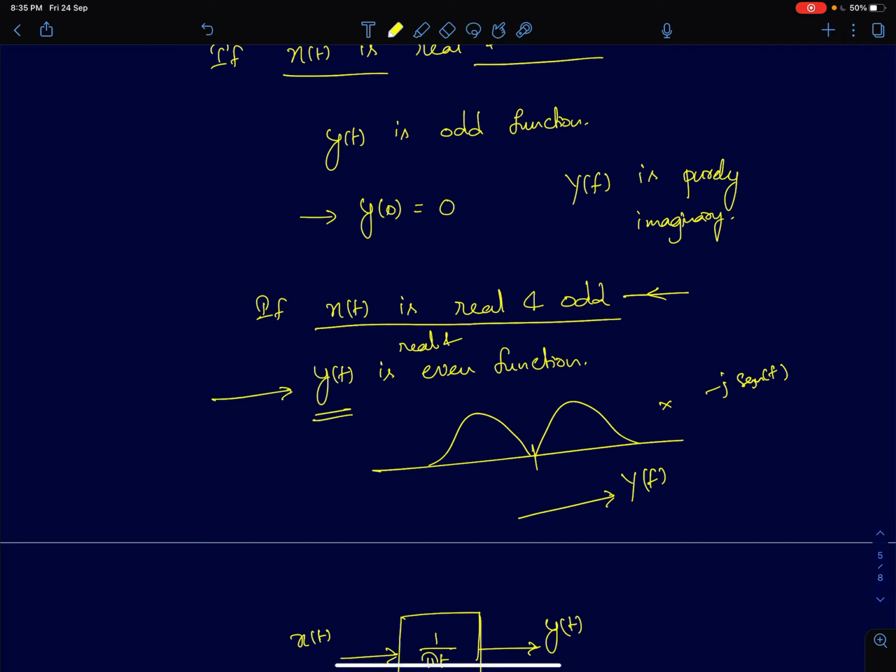In a few moments, we will see that if you pass a signal x of t through a Hilbert filter, the output y of t will be orthogonal to the input x of t. Therefore, if x of t is real and even, y of t has to be real and odd, because for them to obey the condition for orthogonality, that will naturally follow as a consequence.